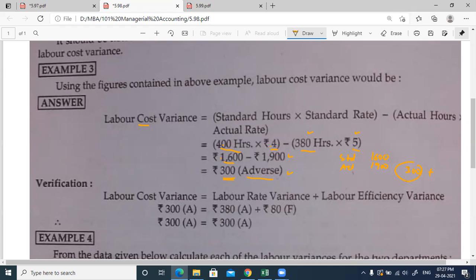Now we have to verify this. So LCV is equal to labor rate variance plus labor efficiency variance. So labor cost variance is already derived now, that is 300 adverse, equal to 380 labor rate variance adverse, and we have efficiency favorable. So 380 minus 80 is 300 adverse, and that is equal. So your answer is correct. So this is labor cost variance. Labor cost variance is standard minus actuals. So let's go to the fourth example on the same page.